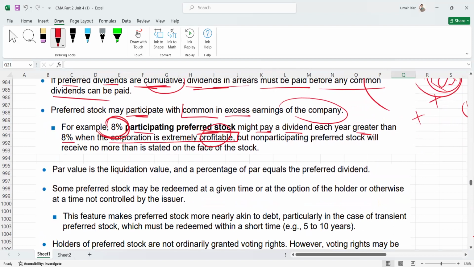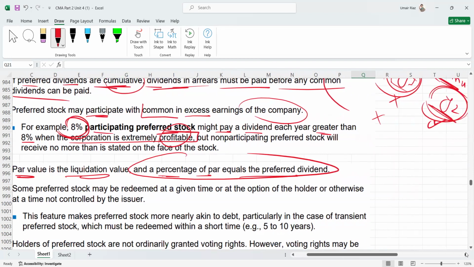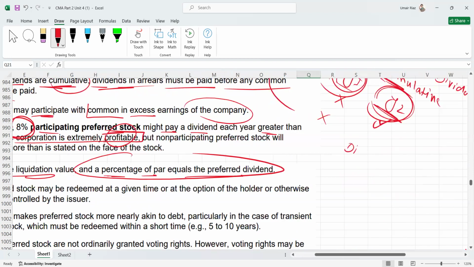Then we have the next question. We know each stock has a par value, even the common stock or the preferred stock. Par value is also called face value. Face value is actually the liquidation value, and a percentage of par equals the preferred dividend. What does this statement mean? Whenever you calculate the amount of dividend on preferred stock, you always take the percentage of dividend multiplied by par value.